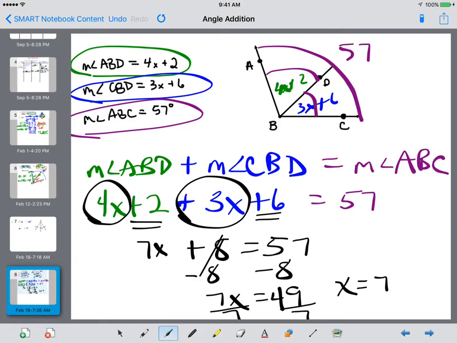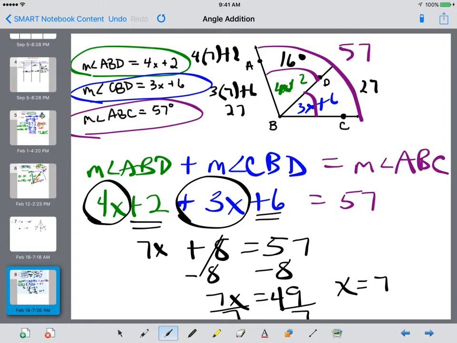So to find angle ABD, it's going to be 4 times 7 plus 2. So that's 14 plus 2. This angle is 16 degrees. CBD is 3 times 7 plus 6, so 21 plus 6 would give us 27.